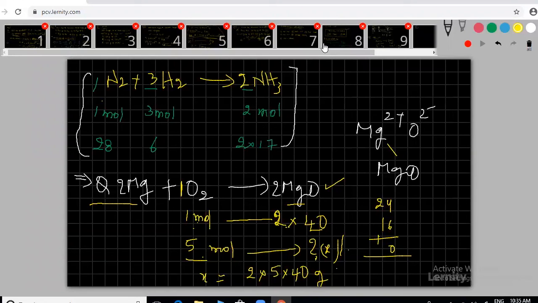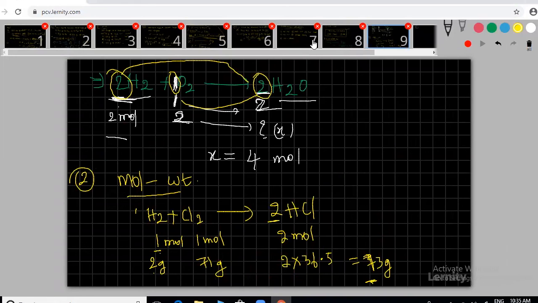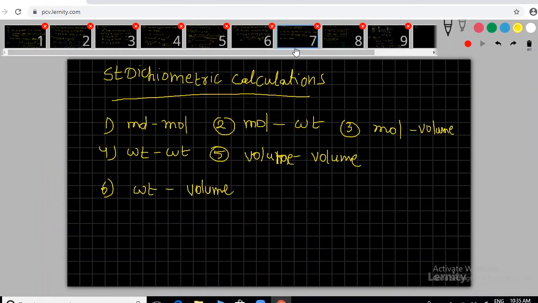Clear? What is the second model, sir? One more model we mentioned. Yes, sir. Mole volume relation. Mole volume relation.